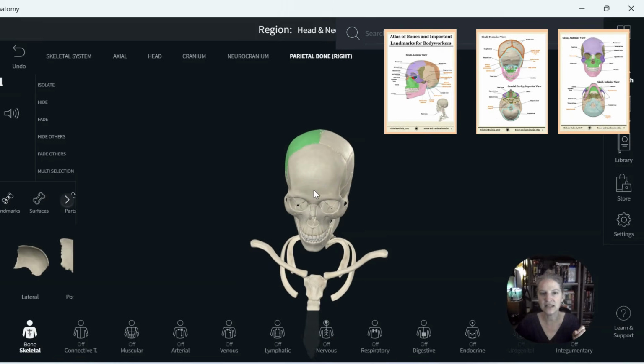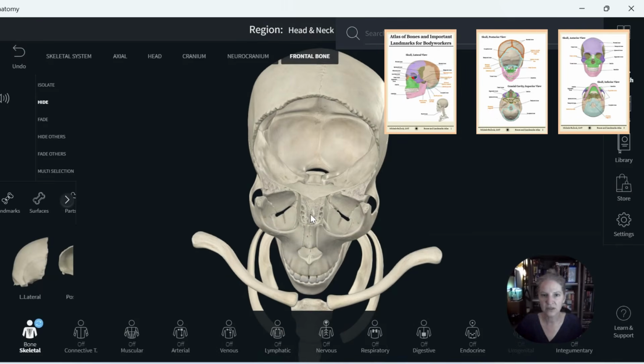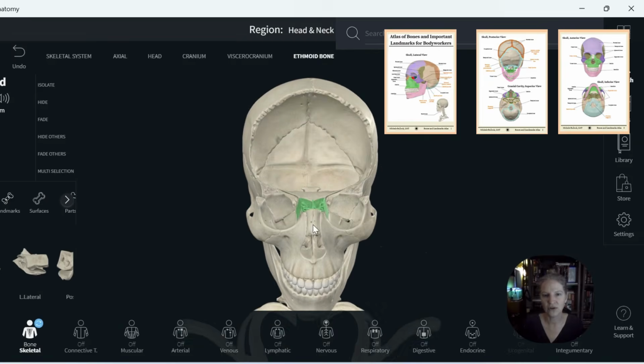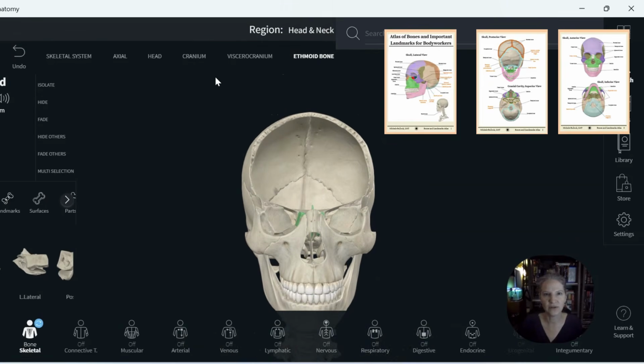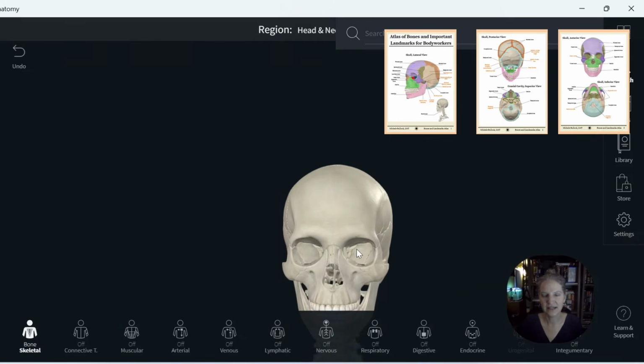And it's easiest to see the ethmoid if I take off that frontal bone. That's the sphenoid. That's the ethmoid. So it's going to be right there in the front. All right. So those are your 8 cranial bones. Going back. Let me just put that. There we go.